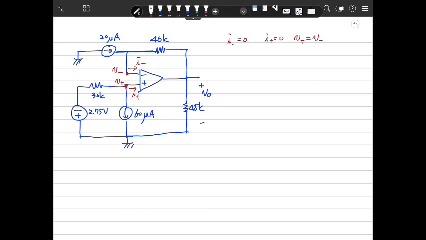Then we will calculate the V plus at first. How to get the V plus? Because I plus is 0, so 60 microampere flows in this way. So this current is 60 microampere. So the voltage drop here.